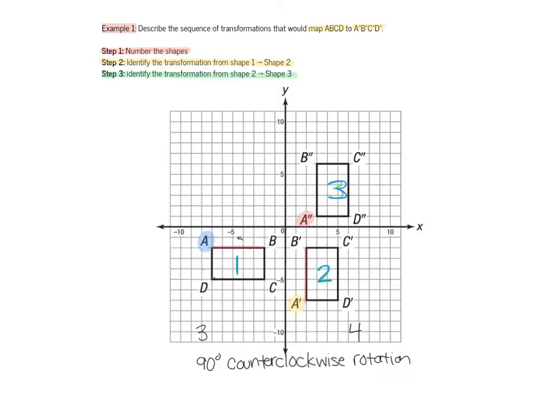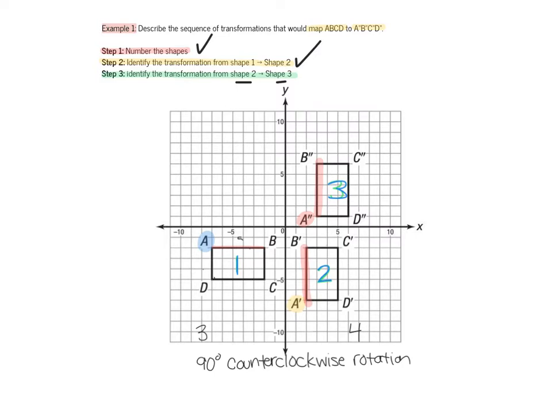Okay, so I've zoomed out again. So number the shapes, check, did that. Identify from shape 1 to shape 2, check. Now we need to identify from shape 2 to shape 3. So again, I'm going to look at the corresponding sides. I got A to B on the left. A to B is still on the left side.